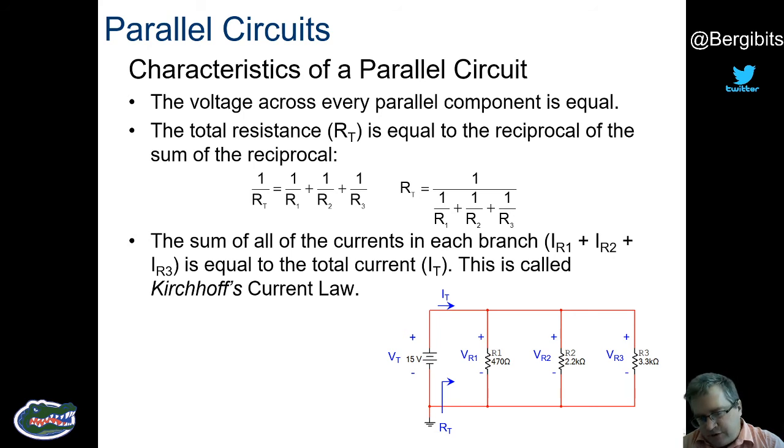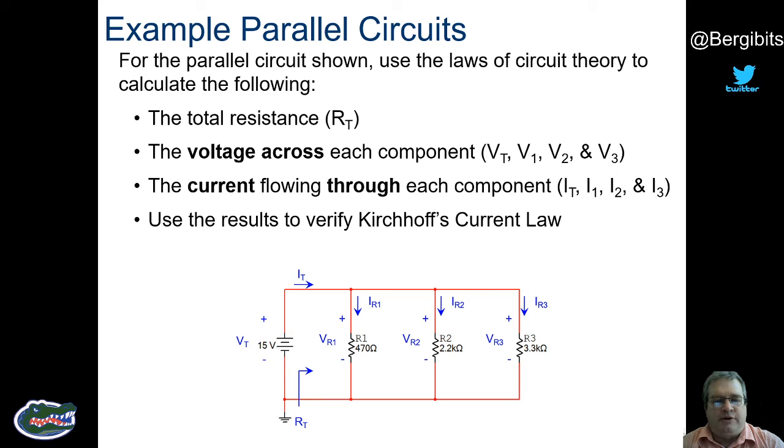So you have 470 ohms, 2.2 k ohms, 3.3 k ohms, and they did not convert it all to ohms. They just kept it as is. So the voltage across this component, voltage 1, 2, and 3, we're going to use this circuit theory to calculate the following: the current across the 3 resistors, and use the results to verify Kirchhoff's current law.